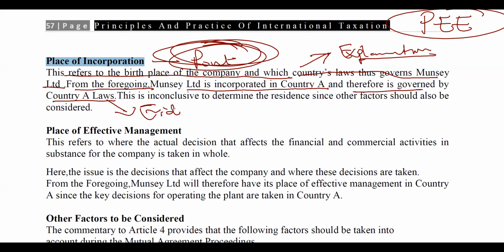This is what I want. Every time I answer questions, I always do this, right? You give the point, you explain it, you give evidence from the case. Everything can be broken into a systematic module. So I went on to say this is inconclusive to determine the residence since other factors should also be considered. You see how I answer questions? Simple language, I won't complicate issues, but I'll give you the key points that you need.